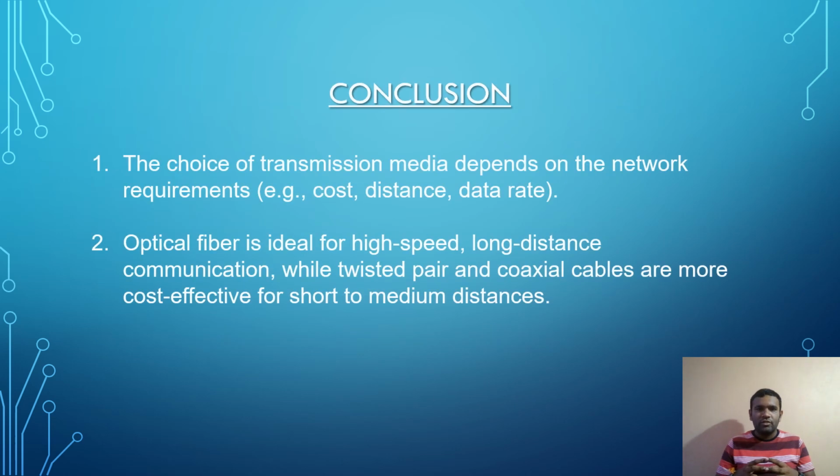And in conclusion, the choice of transmission media depends on the network requirements. Optical fiber is ideal for high-speed, long-distance communication, while twisted pair and coaxial cables are more cost-effective for short to medium distances. If it's a short distance, there is no use in putting an optical fiber. You can use a normal cabled wire itself. So this is what the video was all about.